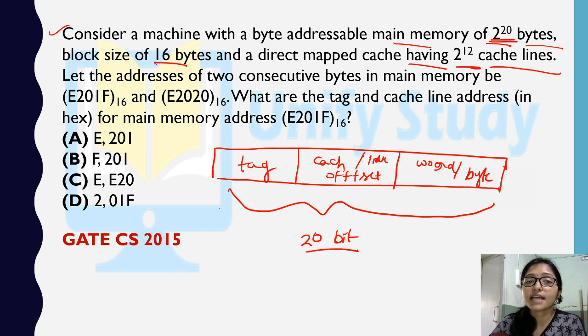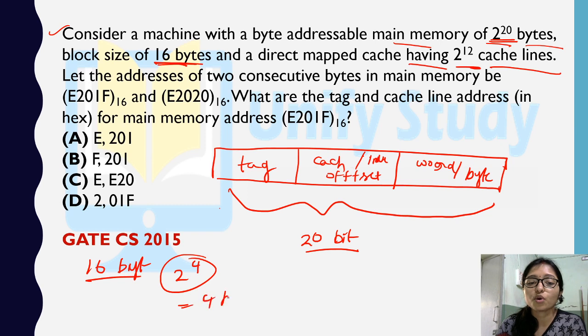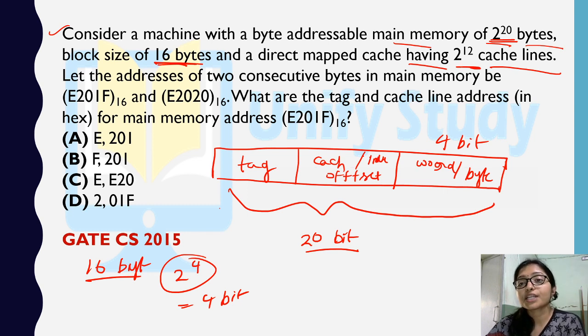Now the block size is 16 bytes. Block size is 16 bytes means how many bits? That is 2 to the power 4, that is 4 bits. 4 bits are required, so the word field will be 4 bits, right? Now the cache has 2 to the power 12 lines.